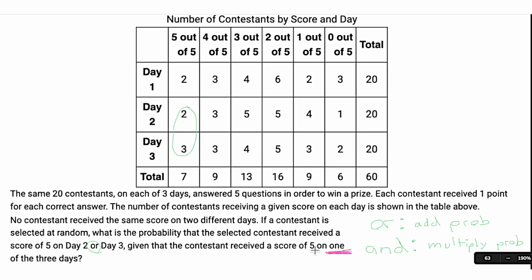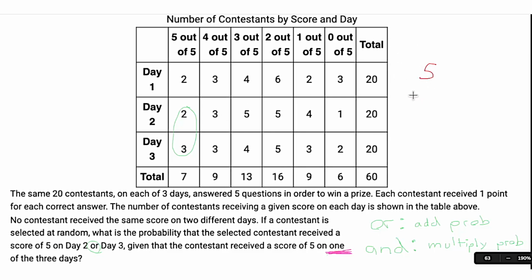Basically, it's saying the contestant only received a score of 5 out of 5 on one of the 3 days. If the contestant could have gotten a 5 out of 5 on multiple days, then we would have to account for not just day 2 and day 3, but also the combination of what about the times that the contestant scored both. So that makes things simple. Anyway, we know that our target is 2 plus 3 because of the word or. So our target is 2 plus 3, which is 5.